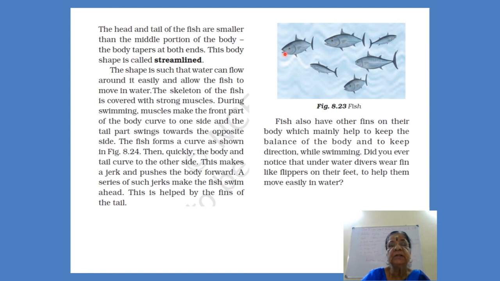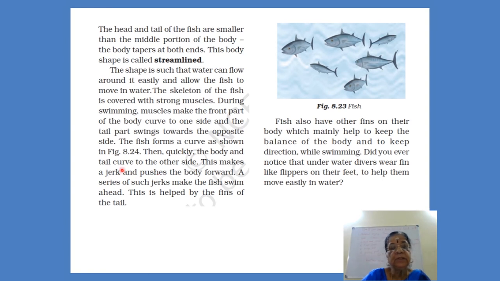So here both ends taper and the middle is swollen. That is a streamlined body. The shape is such that water can flow around it easily and allow the fish to move in water. The skeleton of the fish is covered with strong muscles. During swimming, muscles make the front part of the body bend, right? That is the movement of the fish. The fish forms a curve as shown in the figure. It bends like this, okay?